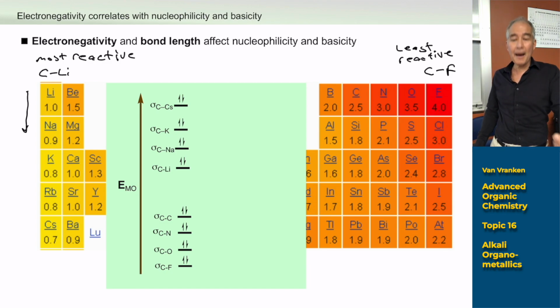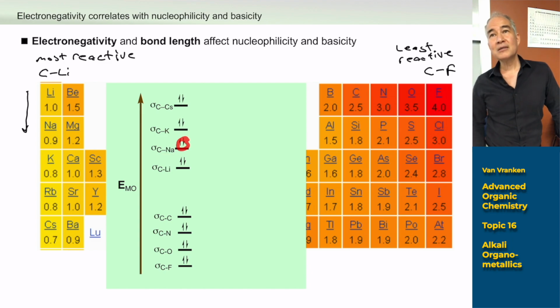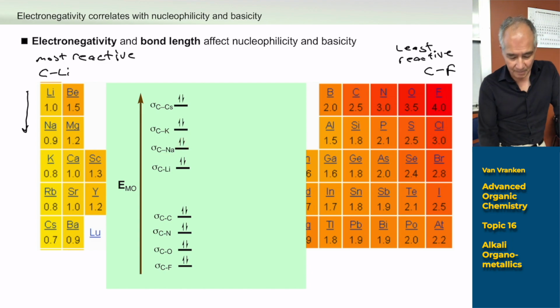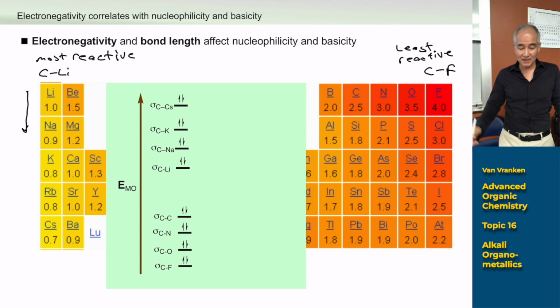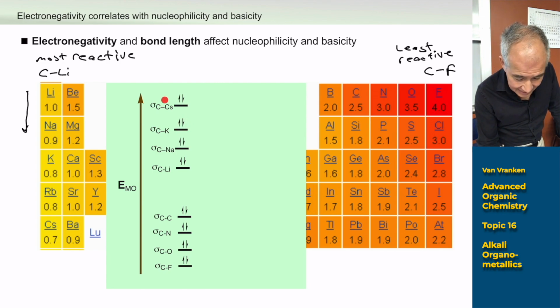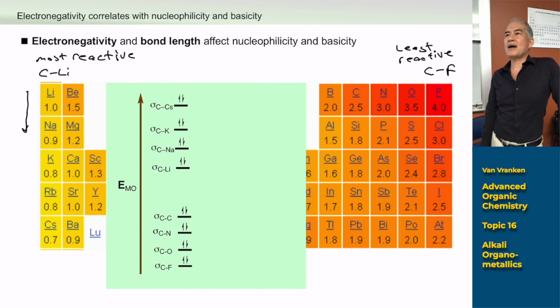And we know what happens when we go to longer bonds. If I take a regular length bond like carbon-lithium, but then I switch to a longer bond, that bond is weaker. Those electrons are more nucleophilic. Go to carbon-potassium, that bond is even weaker, and so it's going to be more nucleophilic. Go all the way down to carbon-cesium, man, hard to imagine how reactive that would be.